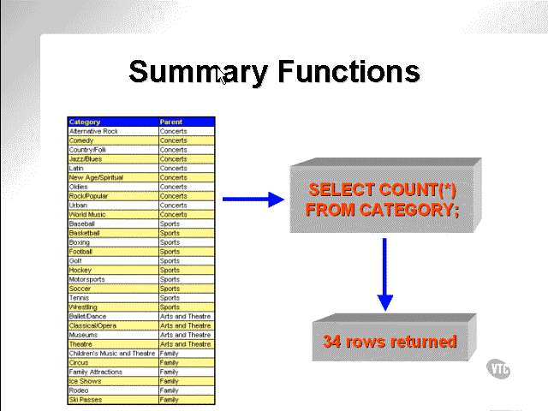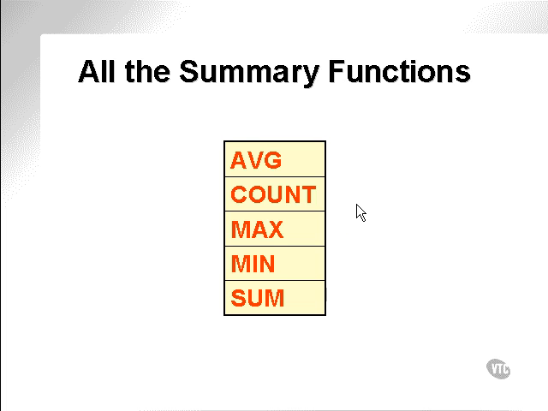Summary functions used in group by clauses. Again, we have our initial example of selecting the count of all rows from the category table, returning 34 rows. All the summary functions: average takes an average, count counts things, max gets a maximum value, min gets a minimum value, sum sums up values into a sum or aggregate.